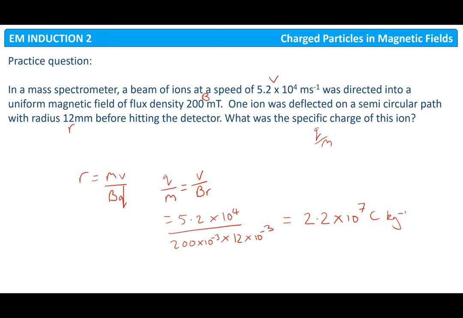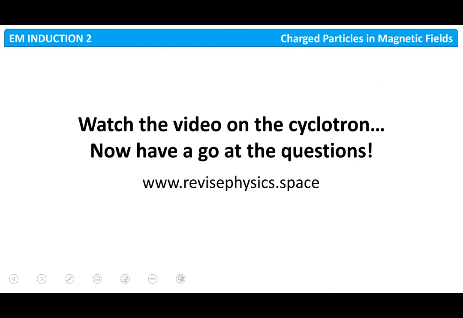One point to note, I've been nice here and I've given what the radius is. In the exam, they may well give you diameter, and you need to remember to halve that to get your radius. So that is charged particles in a magnetic field. There is one more little bit, which is to understand how a cyclotron works and do some calculations. There's a separate video for that. Go and have a look at that, and then have a go at the questions.